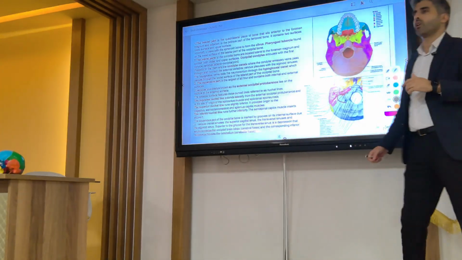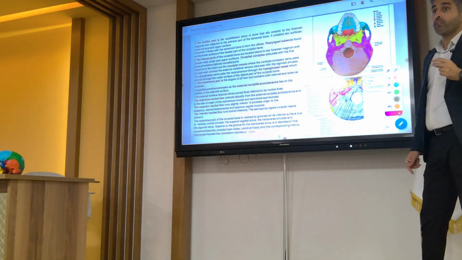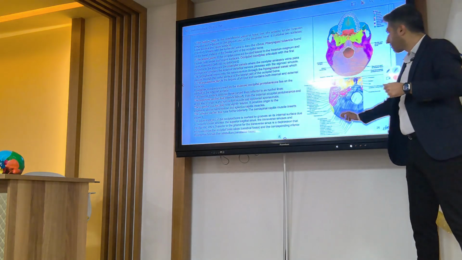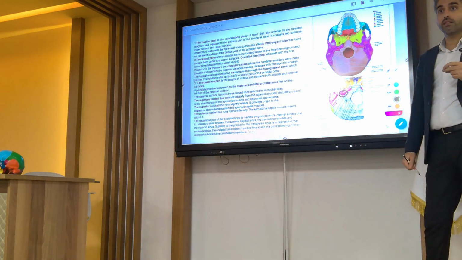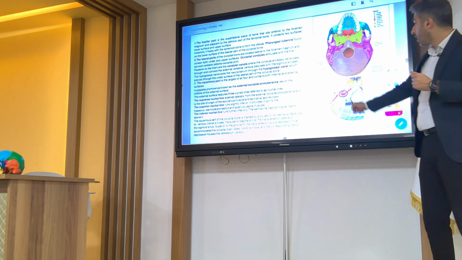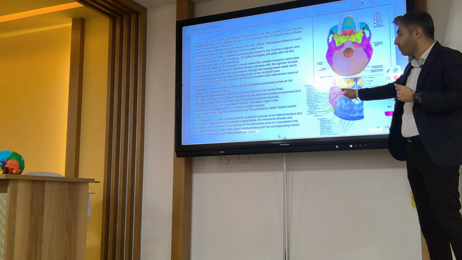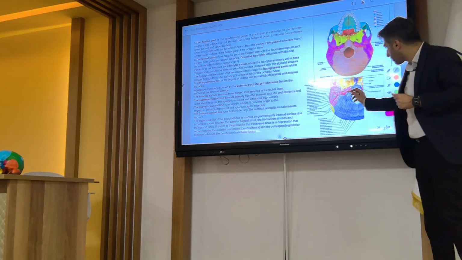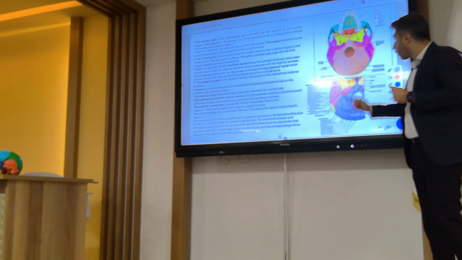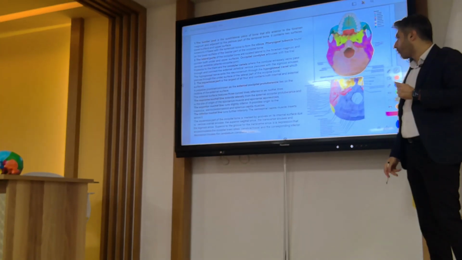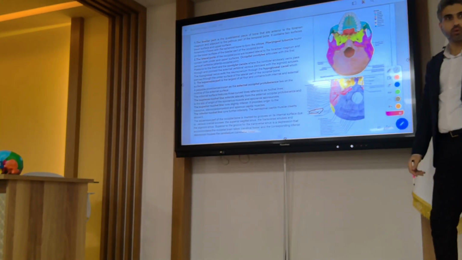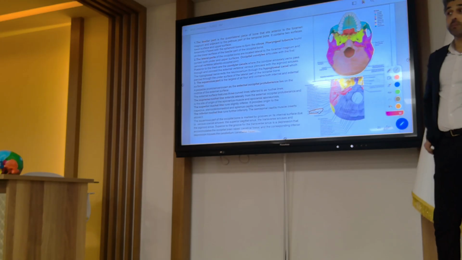Why? Look at here. We have a foramen. This foramen is between the occipital bone and the temporal bone. Look at this foramen, between the blue and red color, here. This foramen is the jugular foramen. So, this foramen is between two bones.